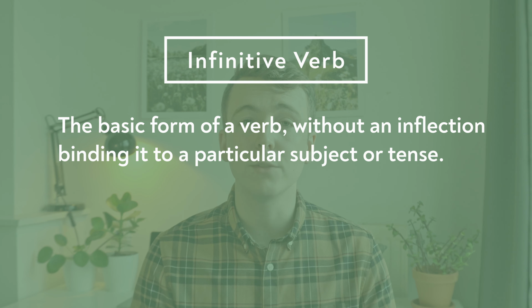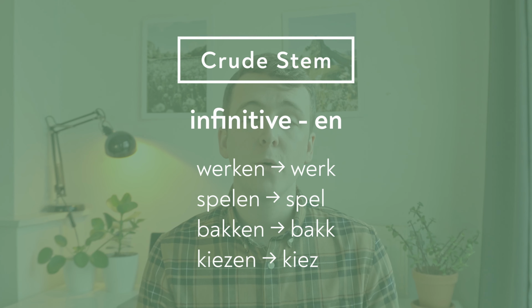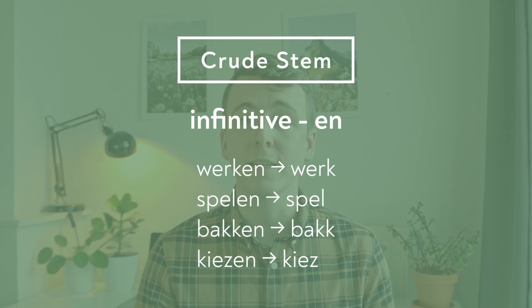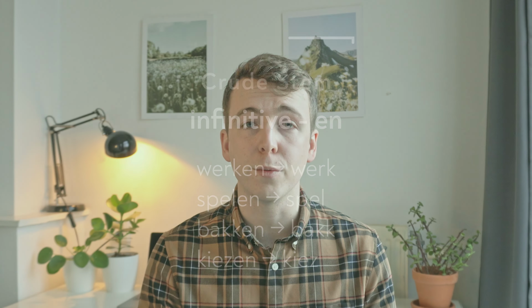The first step we take when reverting to the stem is subtracting en from the infinitive verb. So we then have werk, spel, bak, and kies. Now this is what we call our crude stem. We get to the crude stem by subtracting en from the infinitive verb. So if we want to go from the crude stem to the final stem, there are these three rules we need to keep in mind.